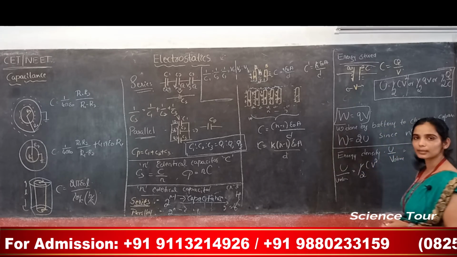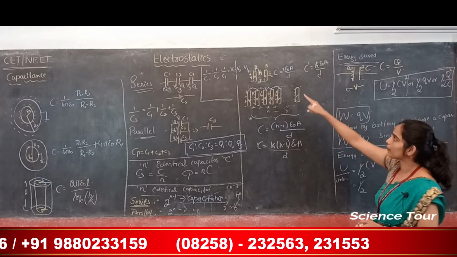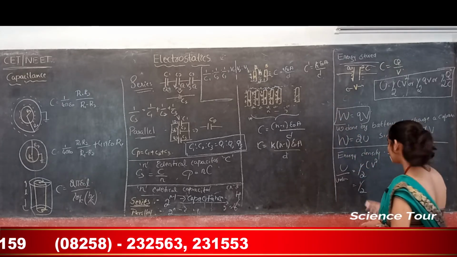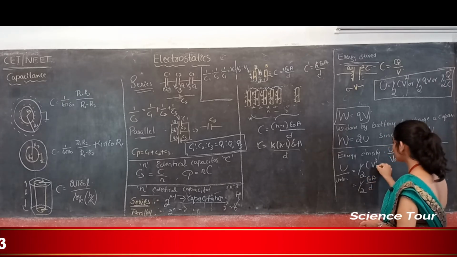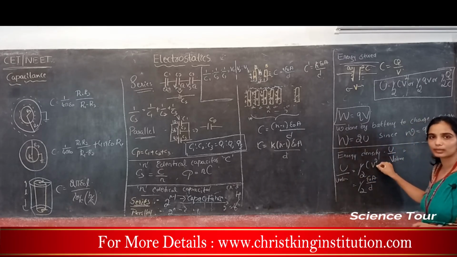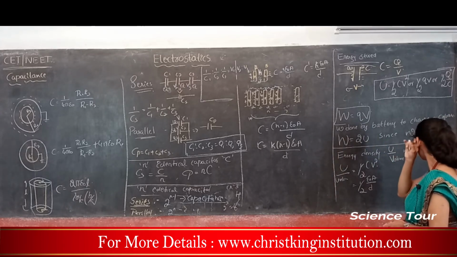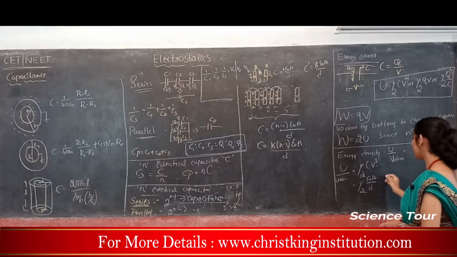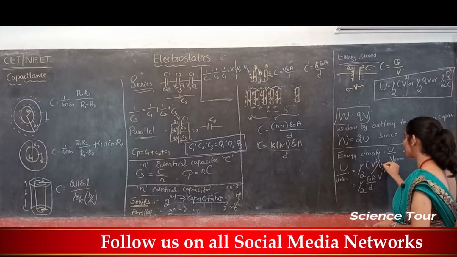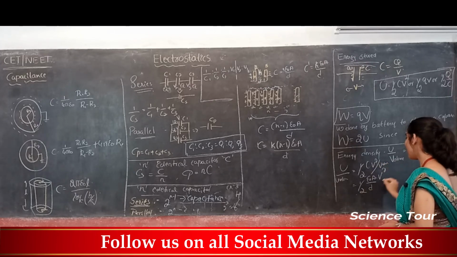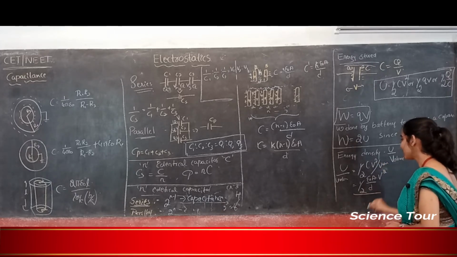Am I right? Okay. What is the capacitance of a parallel plate capacitor? Epsilon naught A divided by D. What is V square? V means what? Let me write it as V square. So this is energy per unit volume, correct? So divided by, let me write it as V square only, divided by volume.